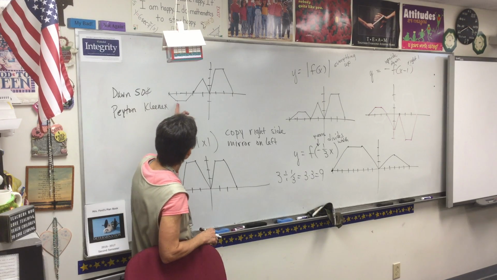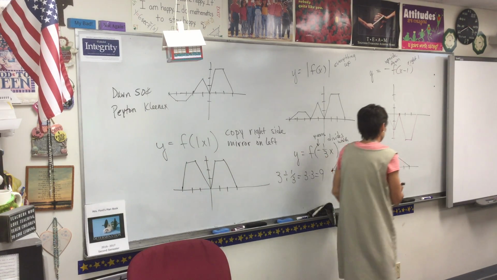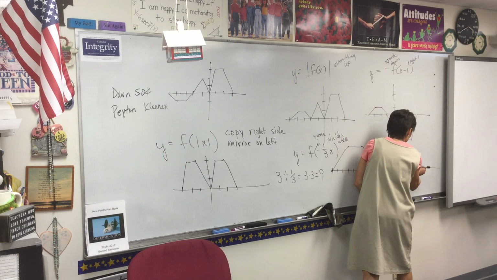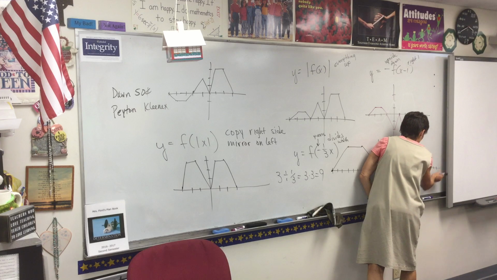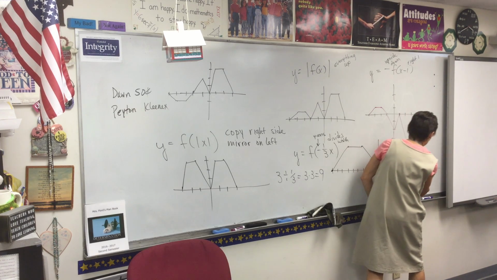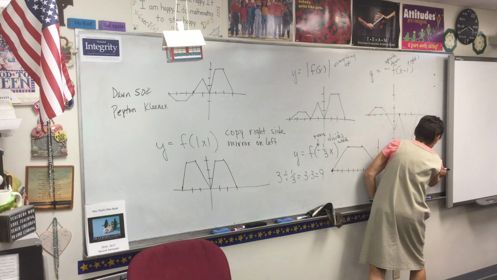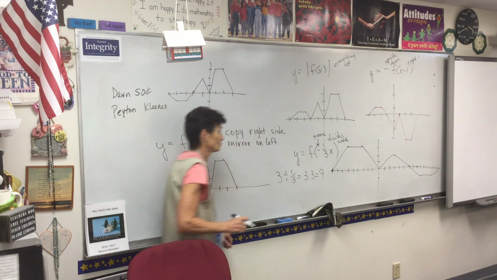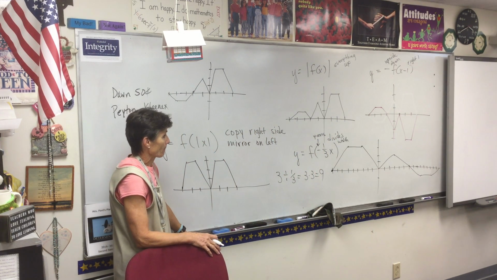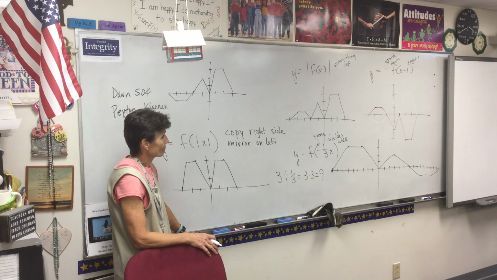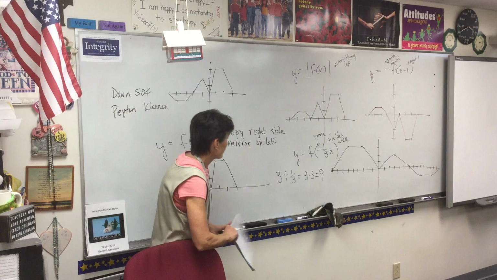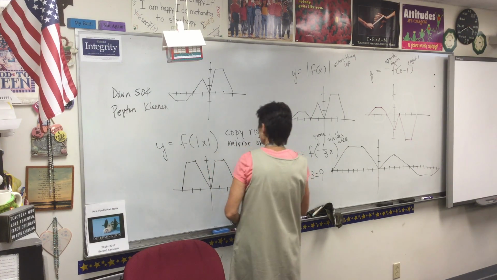Okay, wait, I'm not done. I still have my little trapezoid. I'm going to run out of room. My little trapezoid is supposed to be 9 across. So I'm out of room, but you get the idea. All right, one more, and we are done with this practice test.